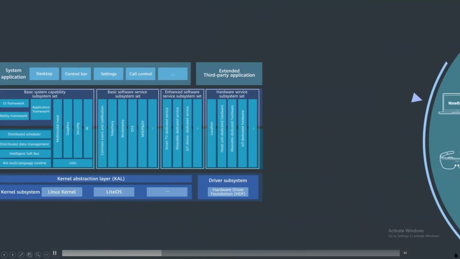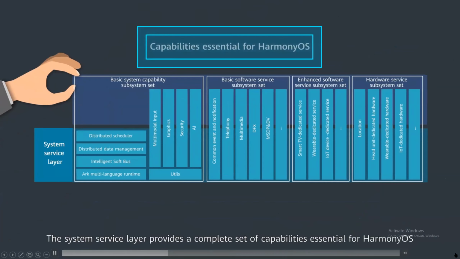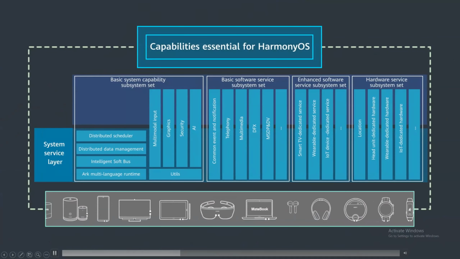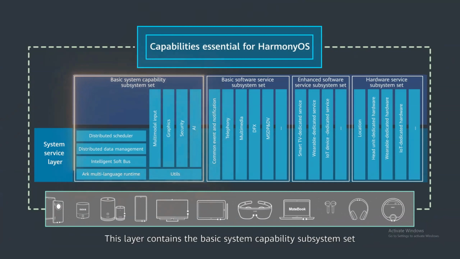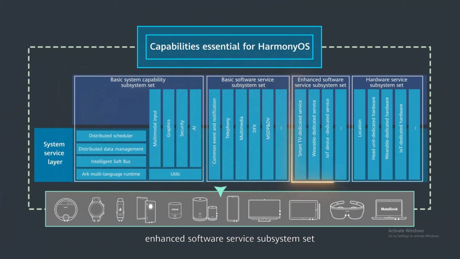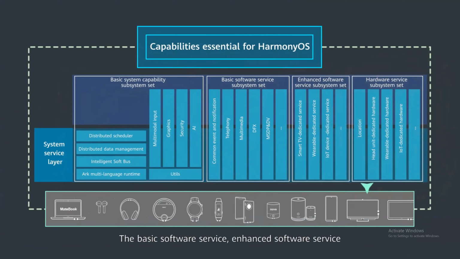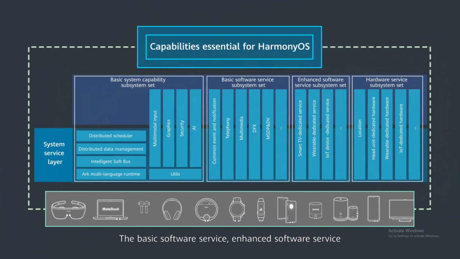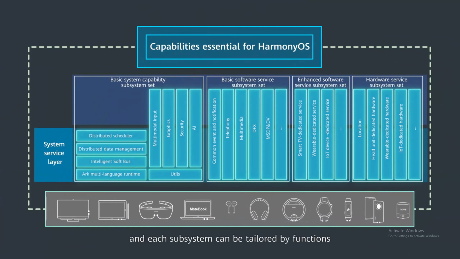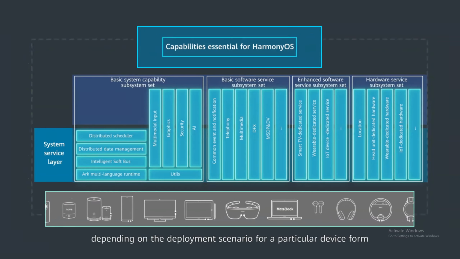The system service layer provides a complete set of capabilities essential for HarmonyOS, including basic capabilities for all devices and capabilities dedicated to certain devices. This layer contains the basic system capability subsystem set, basic software service subsystem set, enhanced software service subsystem set, and hardware service subsystem set. The basic software service, enhanced software service, and hardware service subsystem sets can be tailored by subsystems, and each subsystem can be tailored by functions, depending on the deployment scenario for a particular device form.